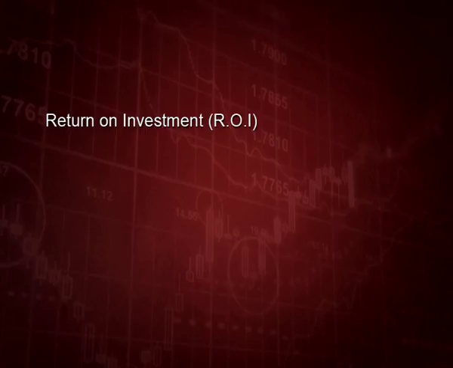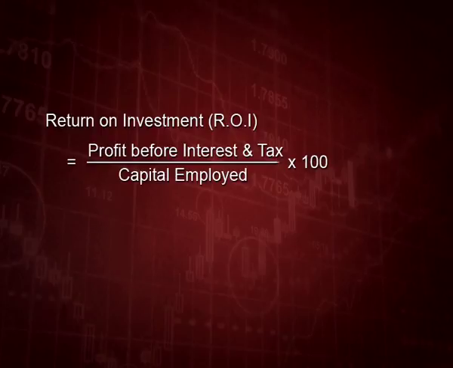Next ratio is return on investment, popularly called ROI, return on investment. The formula is profit before interest and tax divided by capital employed into 100. This ratio reveals the efficiency and the best utilization of money invested by the owners as well as outsiders. We must always see that returns are more than the interest rate which we are paying to debenture holders and long term loans, etc.